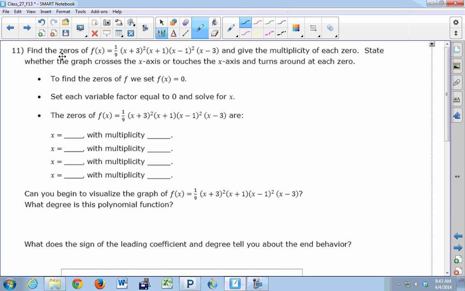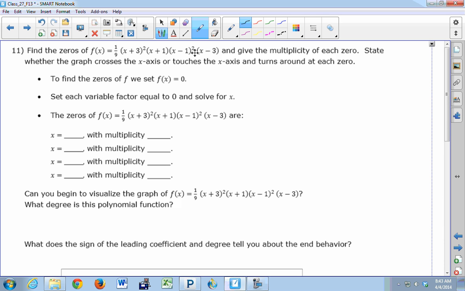Okay, so let's see. This is where we left off, number 11 with class 25. And it says find the zeros. Now remember, when you see zeros, what are you going to think of? What do you think of when you find the zeros of a function? Do you have an image? Do you have a word? X-intercepts, right. And what do you know about x-intercepts? Your output, f of x, is equal to 0. Okay, so we want to find the zeros of this function.